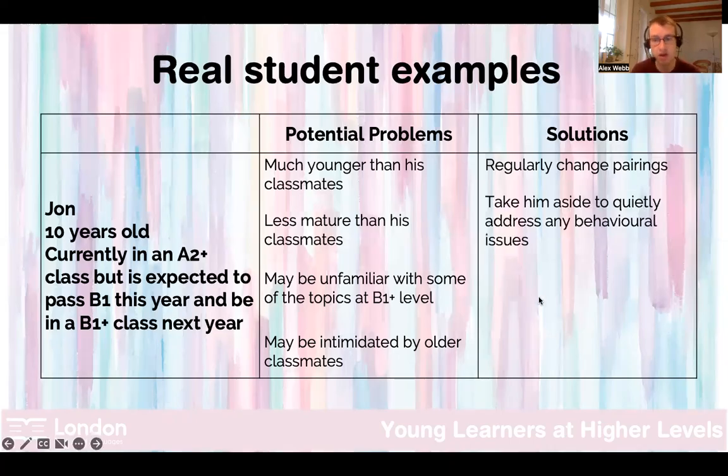If there are maturity issues, rather than embarrassing the student or calling the student out in front of the whole class, what's really important is to take him aside, talk to him quietly, and address any behavioral issues. I find that a much better way of dealing with maturity issues with younger students in classes with older ones.